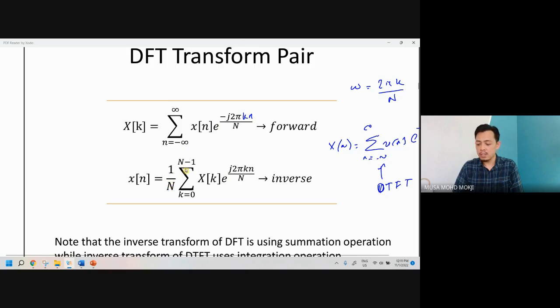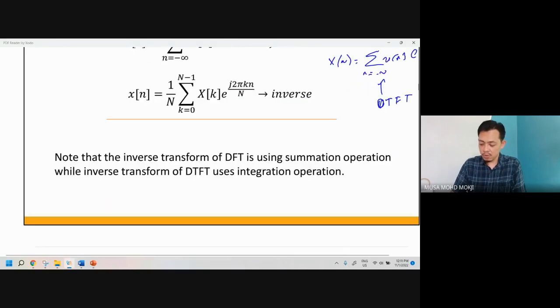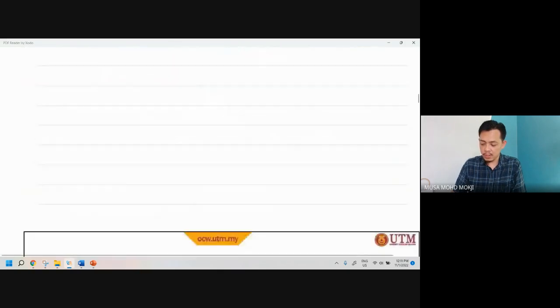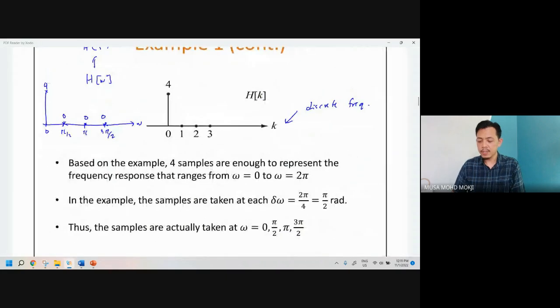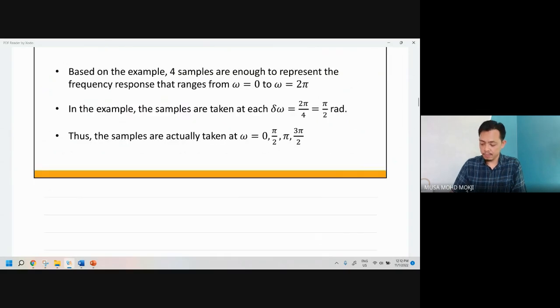The range for the inverse is from 0 up to N minus 1. But for the forward one, the range is supposed to be from minus infinity to infinity, whatever you have in your signal in the time domain. Right, so let's do that. From the previous example, this is our H[k], which is 4, 0, 0, 0. We want to inverse transform this H[k] into h[n].